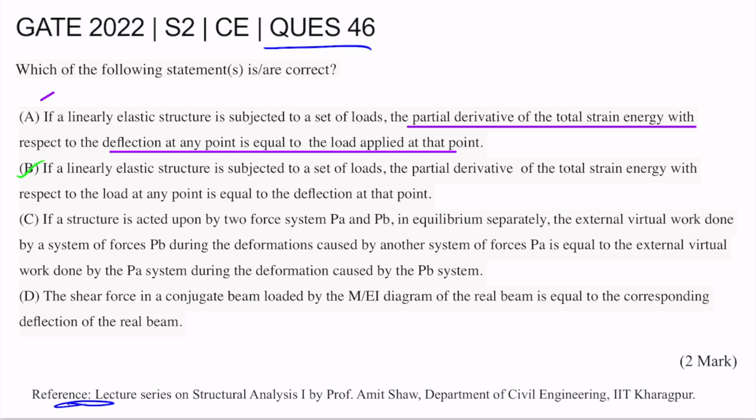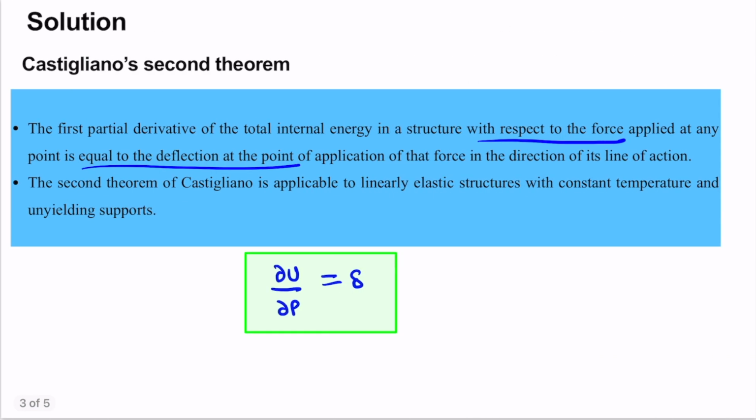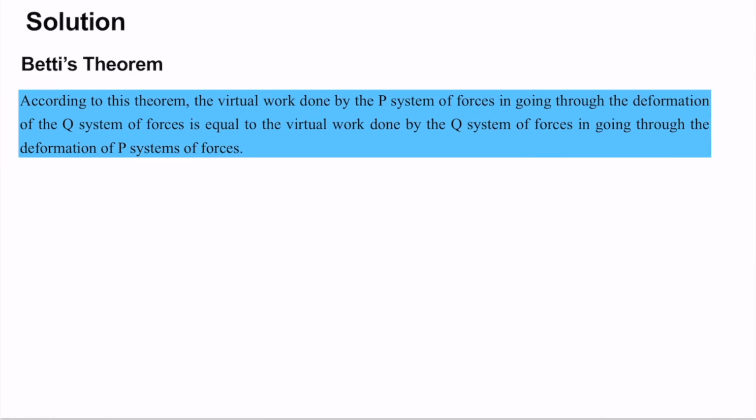Let us analyze option number C now. Option C is based on Betti's theorem. According to this theorem, the virtual work done by P system of force in going through the deformation caused by Q system of force is equal to the virtual work done by Q system of force through the deformation of P system of force. If we want to analyze this statement, we can draw it like this.